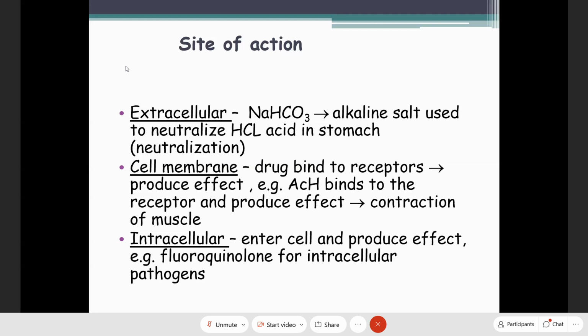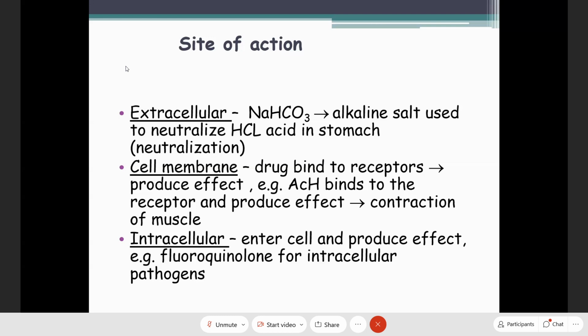Cell membrane: many drugs bind to receptors to produce effect. For example, acetylcholine binds to the receptor at the cell membrane and produces the effect. So the effect is contraction of muscle. So a lot of drugs bind to the receptors at the cell membranes.